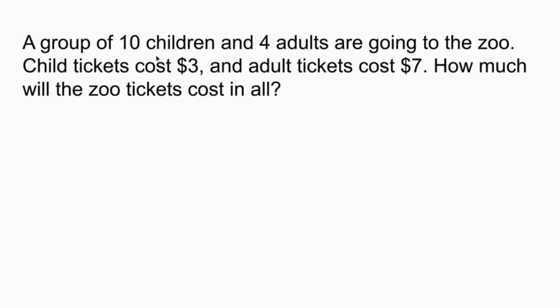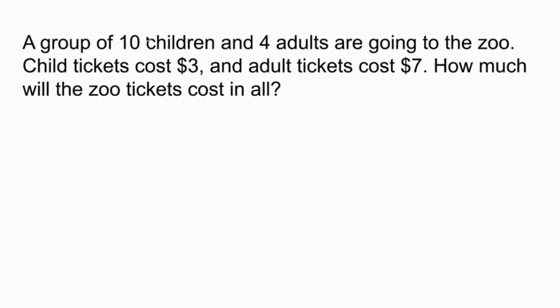A group of 10 children and 4 adults are going to the zoo. Child tickets cost $3 and adult tickets cost $7. How much will the zoo tickets cost in all? Well, we have 2 different groups of people and 2 different costs for each group.